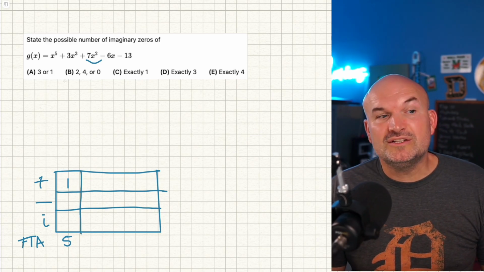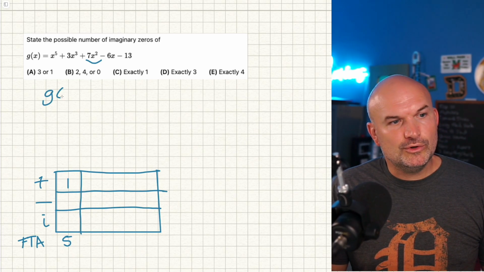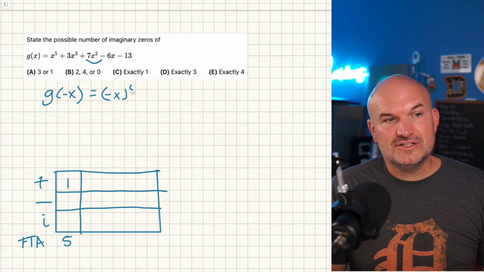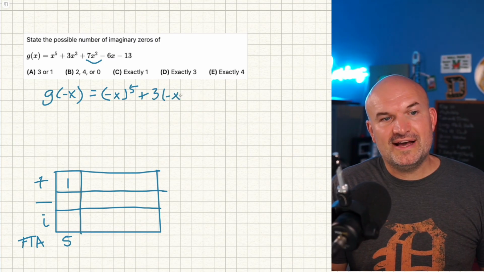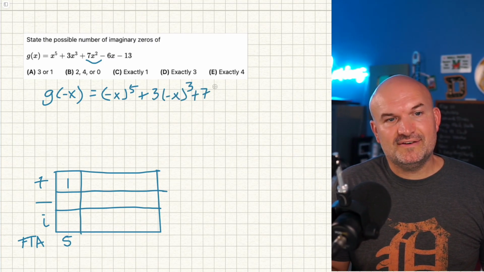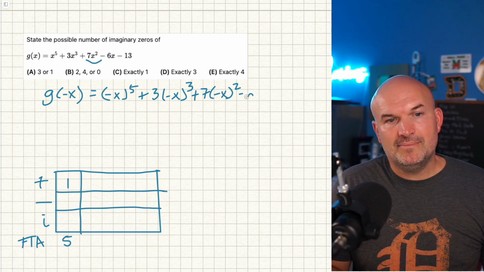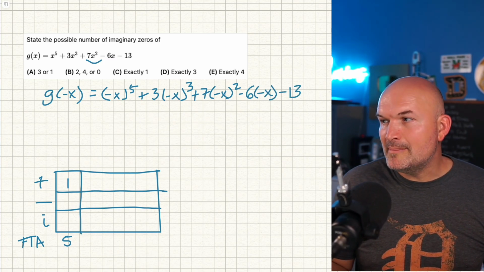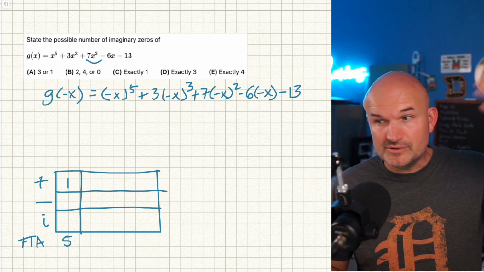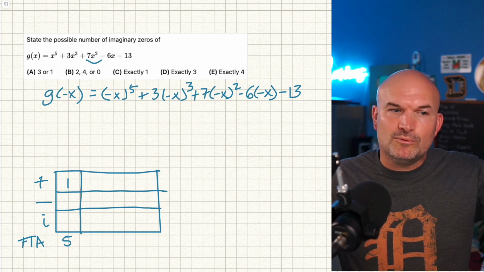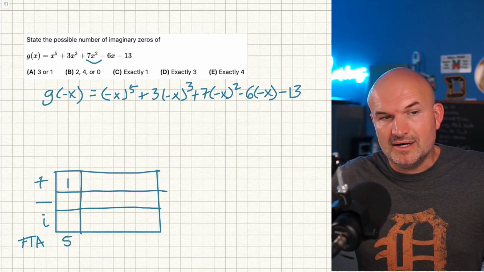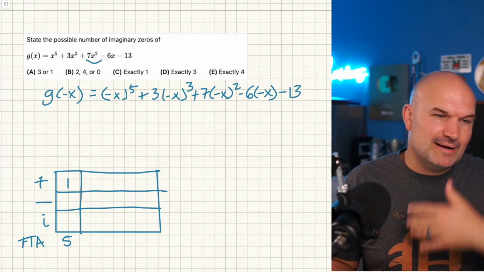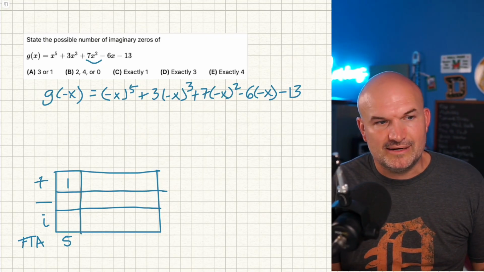So how do we figure out the real negative? To do that, we're going to evaluate g of negative x. When we do that, I get negative x to the 5th plus 3 times negative x to the cubed plus 7 times negative x squared minus 6 times negative x minus 13. Now, the important thing to remember, you could do some of this in your head, obviously: whenever you have a negative term raised to an odd power, it's going to be negative, and whenever you have a negative term raised to an even power, it's going to be positive. But I'm writing everything out so we can make sure we're not making any mistakes.